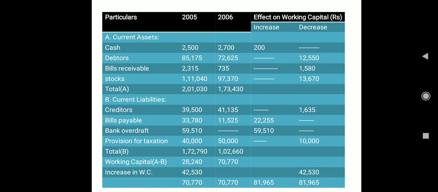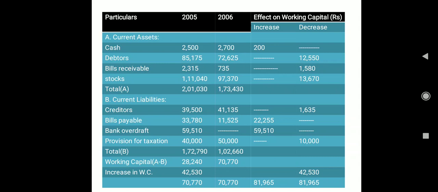Now moving towards the current liabilities. As we discussed at the start, in this question we have 4 current liabilities. So we'll make a note of them one by one. We have creditors. If we compare 2005 and 2006, it is increasing. If current liability increases, that means working capital decreases. So in the decrease column we write the difference amount, that is 1,635. Next we have the item bills payable. Compared to 2005, in 2006 it is decreasing, and a decrease in current liability means an increase in working capital.